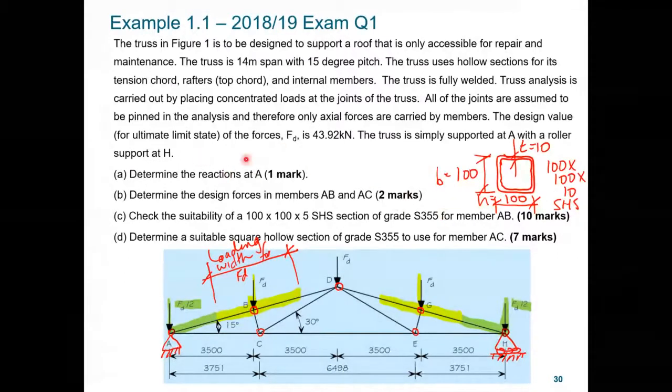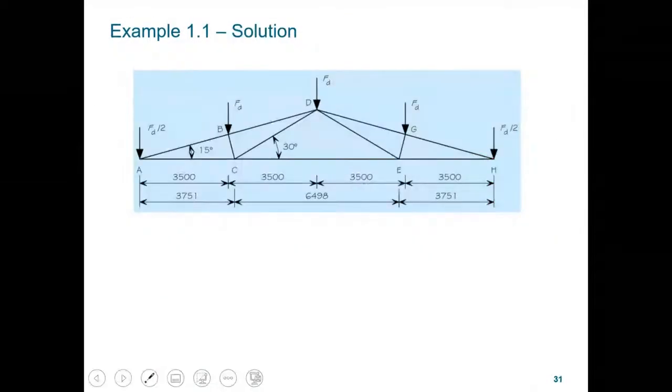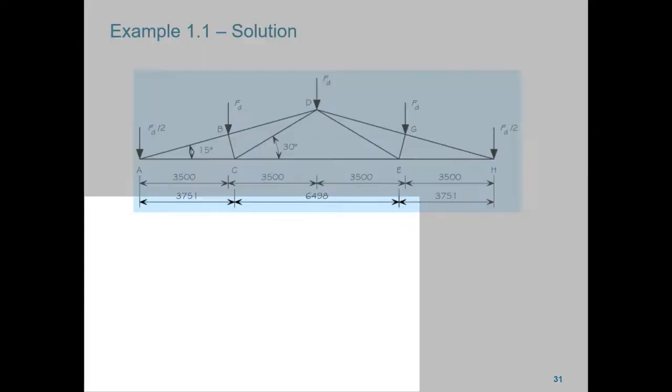So you can see how quickly you're going to have to be able to design truss members if only three out of the 20 marks are actually to be able to work out forces, and the other 17 are to work out the resistance of two members, the resistance in compression and the resistance in tension. Okay, so let's have a go at this.